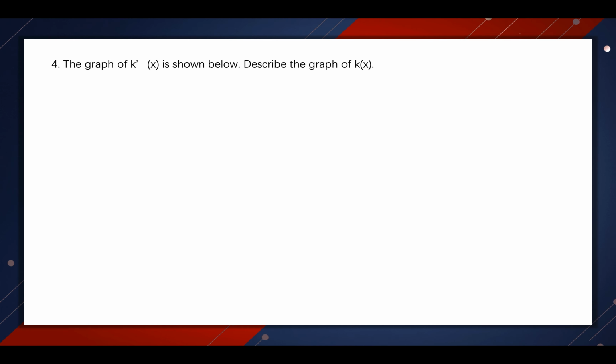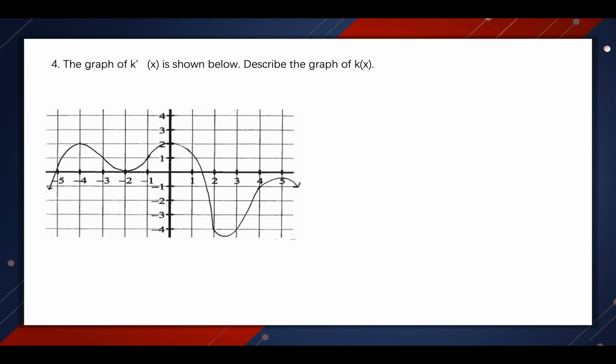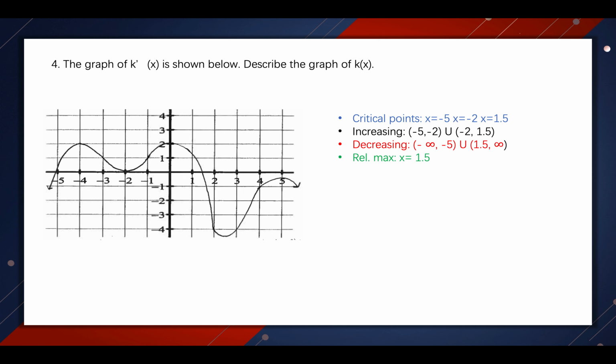Fourthly, given the graph of k prime of x, describe the graph of k of x. The critical point is when the curve crosses the x-axis, and it is when x equals -5, x equals -2, and x equals 1.5. The curve is increasing when x is between -5 and -2, and between -2 and 1.5. The curve is decreasing between x equals -infinity to x equals -5, and x equals 1.5 to x equals +infinity. The curve has a relative maximum when x equals 1.5. The curve has a relative minimum when x equals -5.